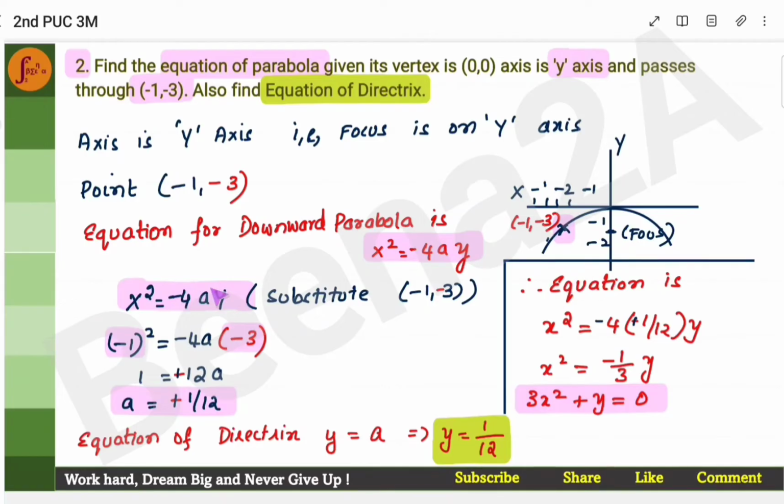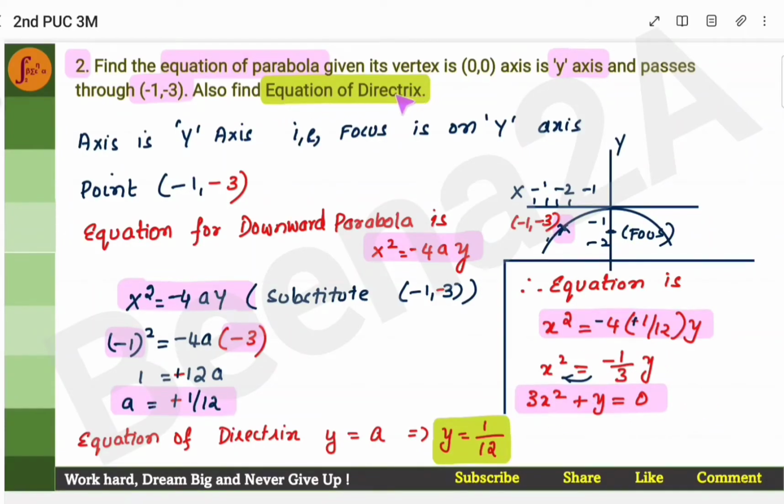Now I'll take the same equation, x square is equal to minus 4ay, and substitute the a value. A value is 1 by 12. Then I'll put minus 4 and y, right? So it will be x square is equal to minus 1 by 3y. Now I can shift 3 this side, so it will be 3x square, and shift y also. So you'll get 3x square plus y is equal to 0.